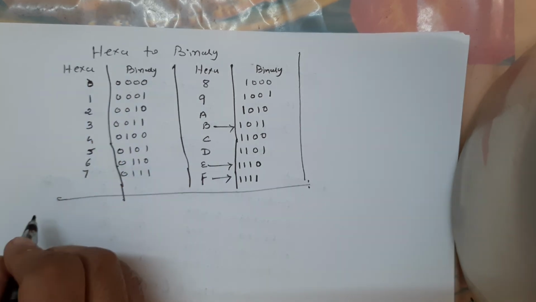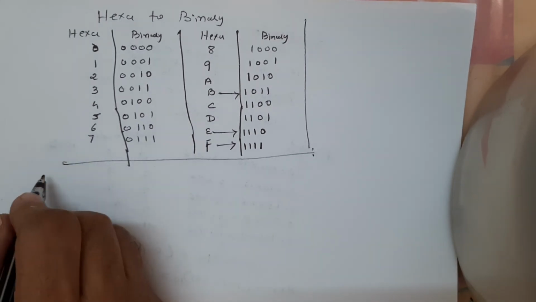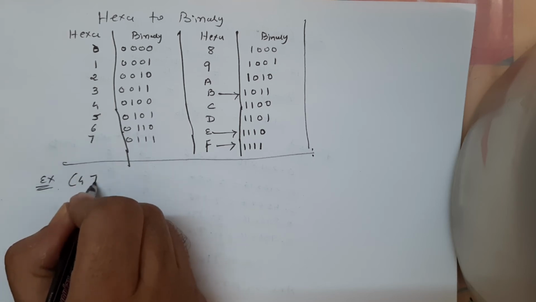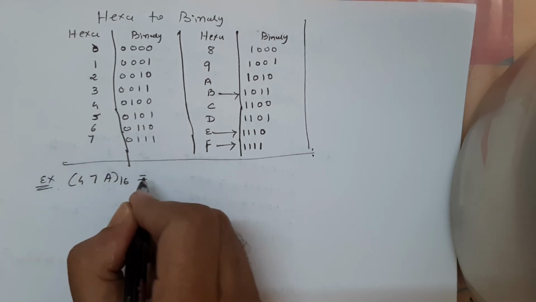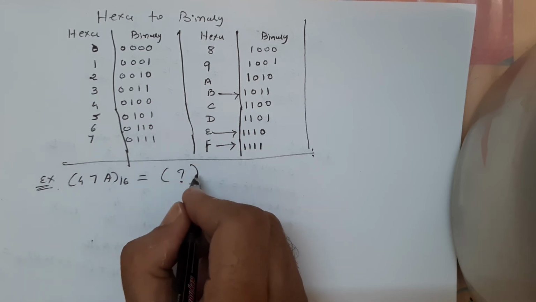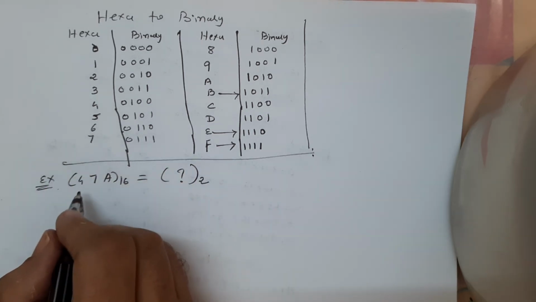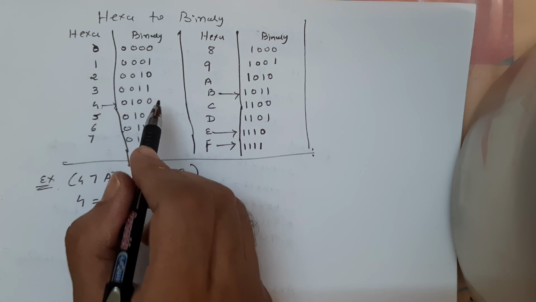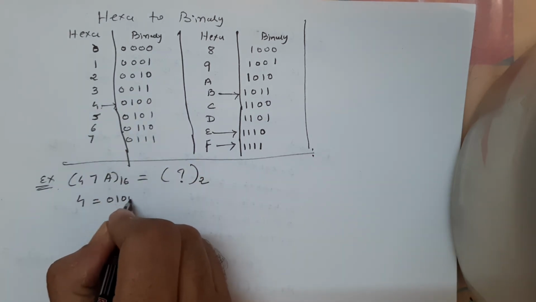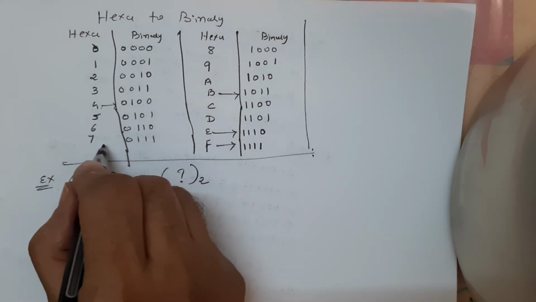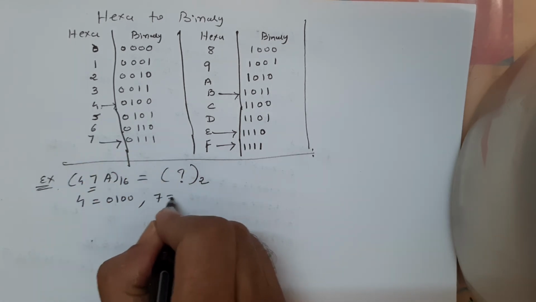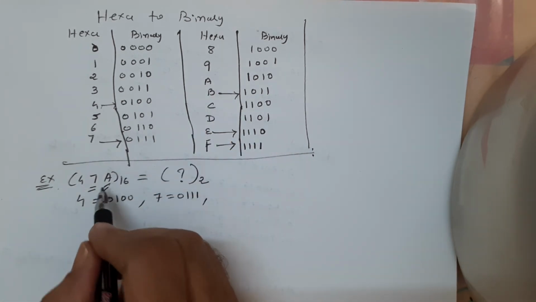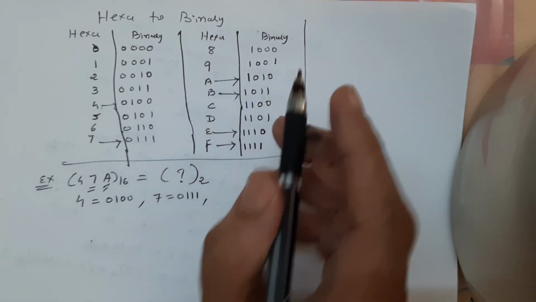Right? For example, this is the simplest way. We are taking, if the value is 47A base 16, what is the value in binary? So 4 is equal to 0, 1, 0, 0. This 7 is equal to 0, 1, 1, 1. This A is equal to 1010.